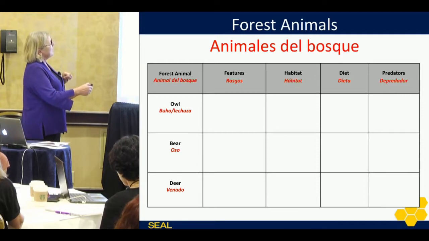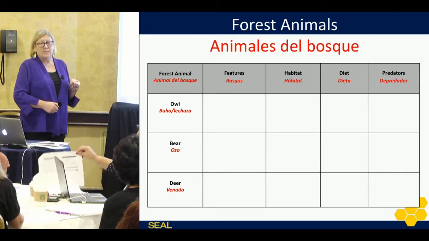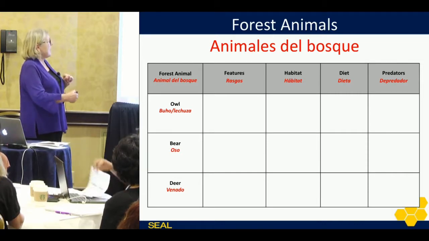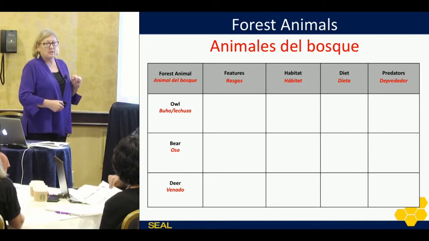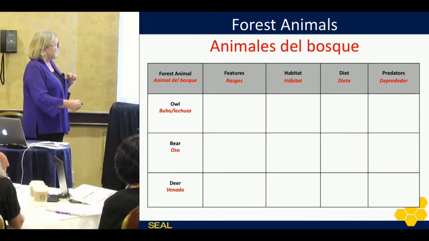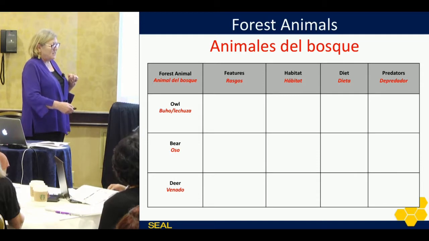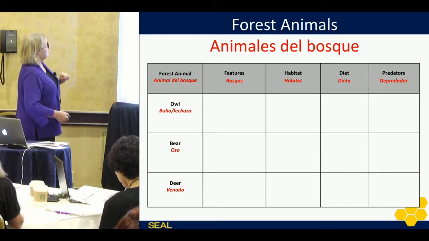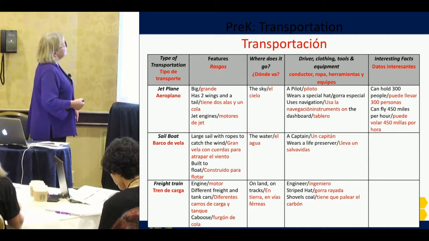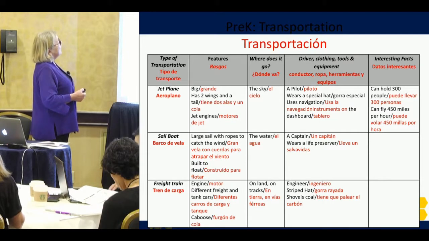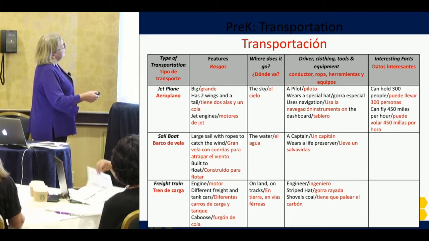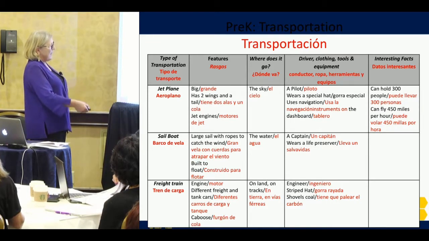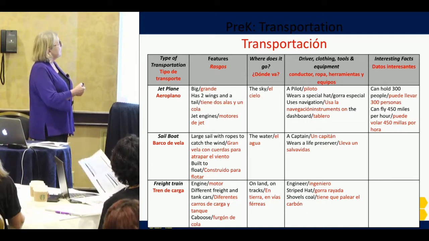So you have to begin by understanding what are those big concepts before you can decide we're going to do the firemen and we're going to do the policemen and we're going to do the cashier. First, you have to decide your columns. Does this make sense to you? Okay. So here's transportation, same kind of thing. This is where features, the driver, tools and equipment, and the interesting facts. Interesting facts is always a really nice one to have when you're putting this together.